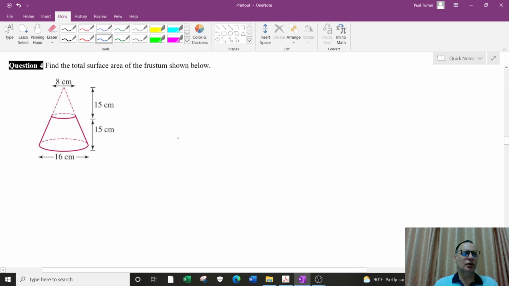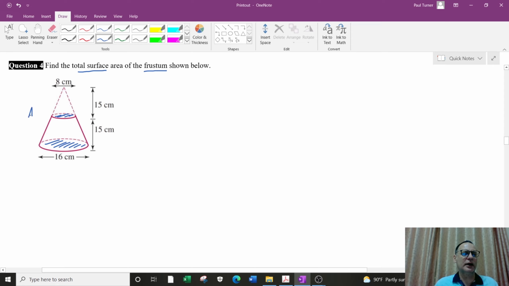This is question 4. We want to find the total surface area of this frustum, which is shown below here. So what you basically have here is a cone which has had the top part removed. Okay, so if we want to find the surface area, we notice that we've got two circles, the top and bottom circle. So we can do these areas first.